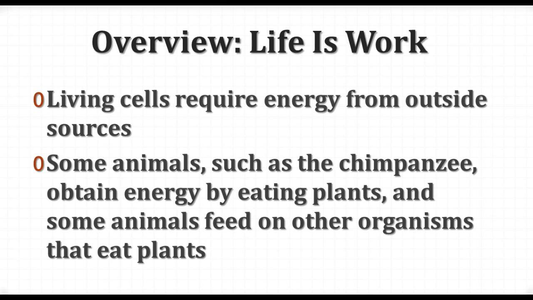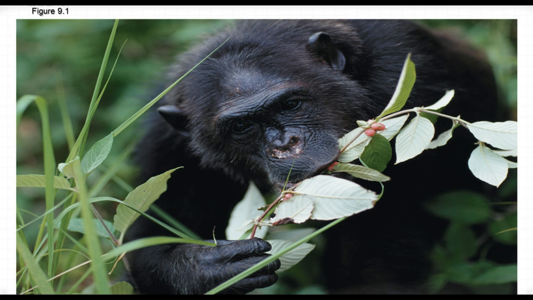So the reason we need cellular respiration is to provide energy for the cells to do whatever work they need to do. Energy is always required from some kind of outside source. And if you're a plant, of course, then sunlight provides that ultimate source of energy. But if you're an animal, generally speaking, you get your energy by eating plants or other organisms that eat plants, such as the chimpanzee.